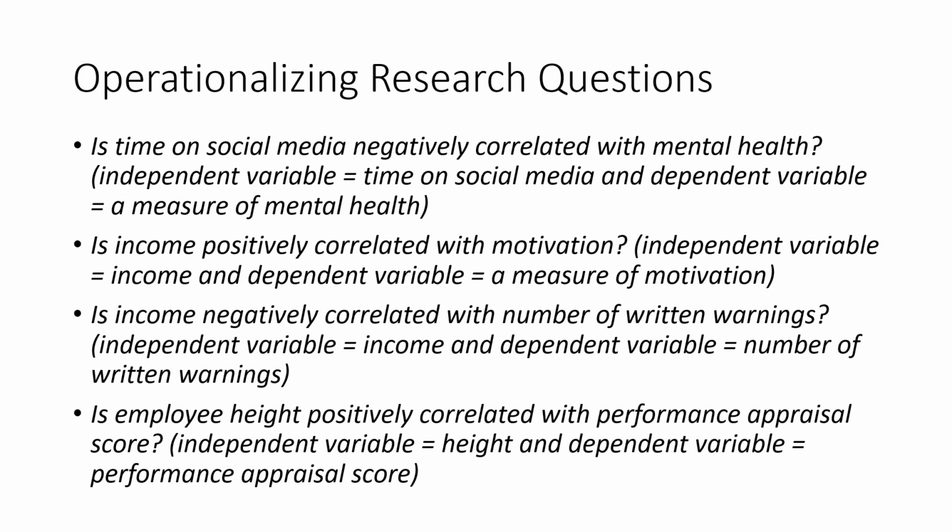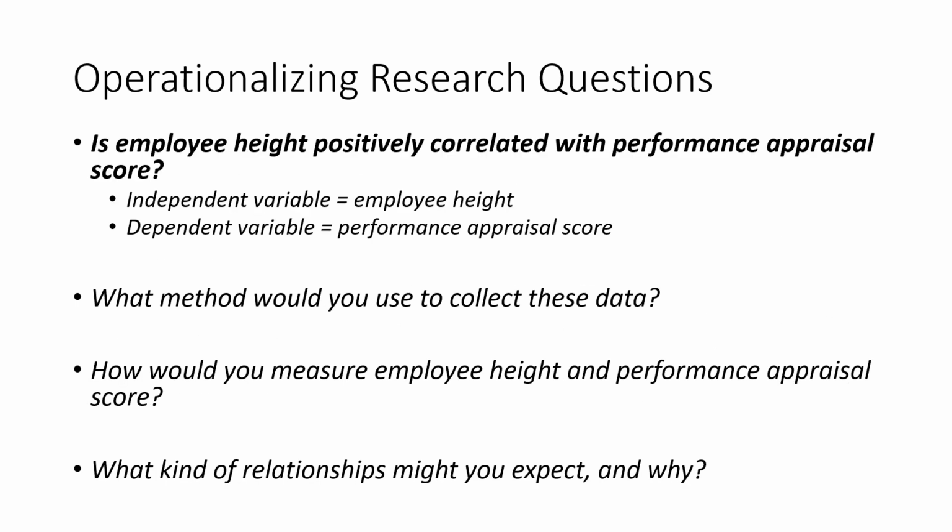And how about this last question? Is employee height positively correlated with performance appraisal scores? Right? So in this case, the independent variable would be employee height, and the dependent variable would be some performance appraisal score. Let's look at this last question in a little bit more depth. So looking at this research question, our independent variable would be the height of the employees in our sample, and our dependent variable would be their performance appraisal score, say, for example, in the previous year.